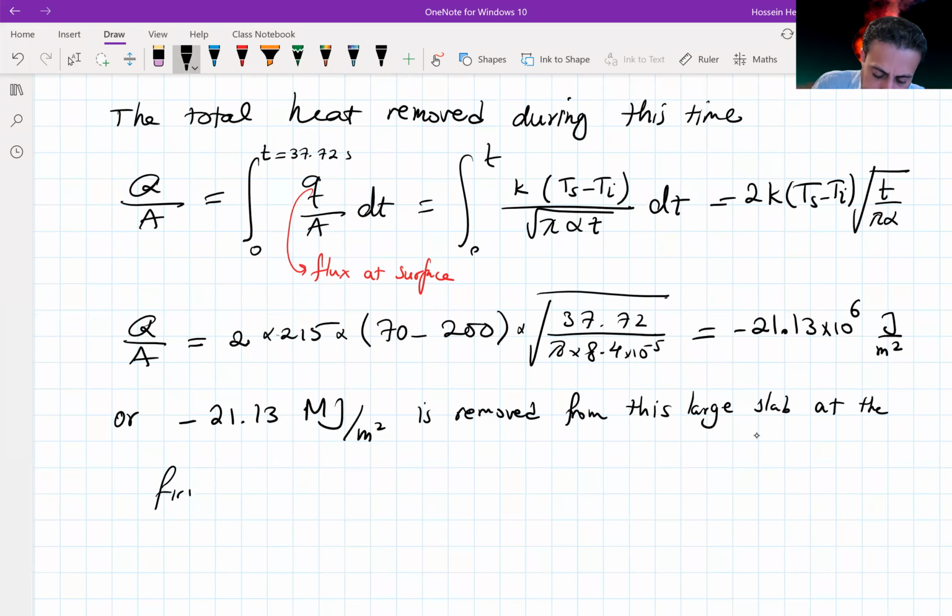in the first 37.72 seconds. The negative sign means that the slab is hotter than the surroundings, and the heat flux is opposite to the x direction, against the coordinate. So it means the heat is transferring from the solid to the fluid.